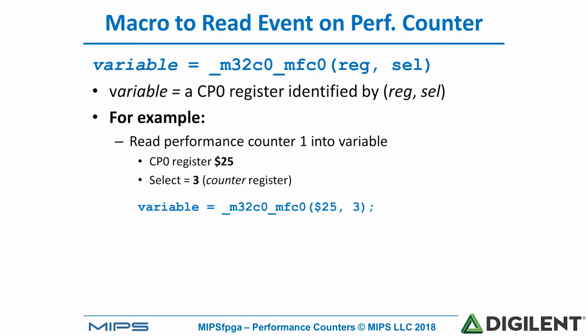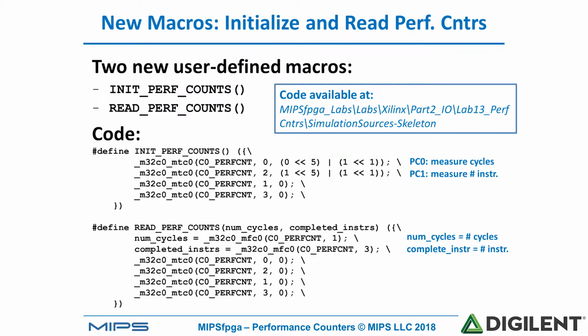We use a second macro to read an event on the performance counter. So for example, if we want to read performance counter 1 into a variable, we'll say variable equals this macro, register 25, 3. We introduced two new macros to initialize the performance counters and read them. So init performance counters initializes PC0 to measure the number of cycles and PC1 to measure the number of instructions. The read performance counters macro reads the number of cycles into the num cycles variable and the number of instructions into the complete instructions variable.